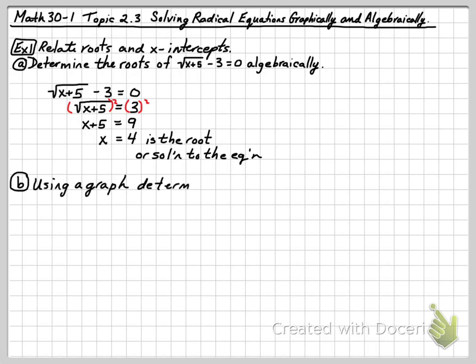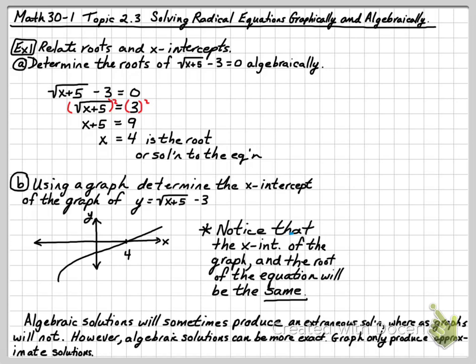Now, if we're using a graph to determine the x-intercepts of y is equal to the square root of x plus 5 minus 3, there's the graph. Notice that the x-intercept of the graph is at 4. X equals 4. And that means that the root of the equation and the x-intercept are going to be exactly the same thing.